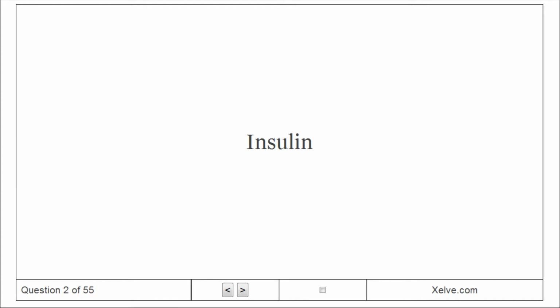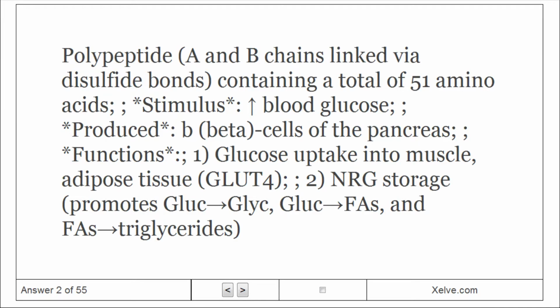Insulin. Polypeptide containing a total of 51 amino acids, stimulus blood glucose, produced by beta cells of the pancreas. Functions: 1. Glucose uptake into muscle and adipose tissue, 2. Energy storage.